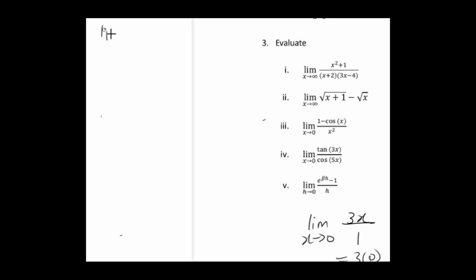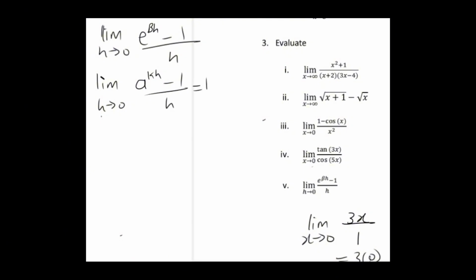So we are supposed to find the limit as h approaches 0 of e to the power beta h minus 1 all on h. Now there's a special limit, and this limit is the limit as h approaches 0 of a to the power kh minus 1 over h. This is equal to k ln a. This is a special limit. Oh, sorry. So k ln a. And this is what we are going to use to evaluate the limit above.